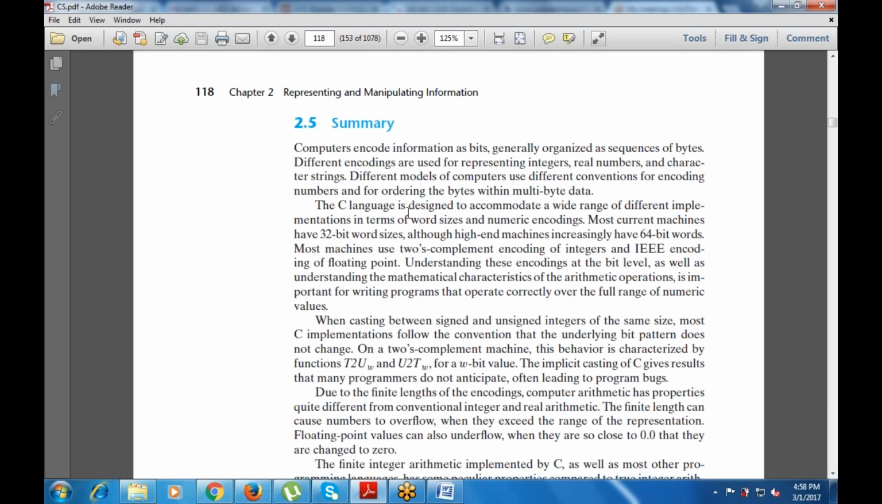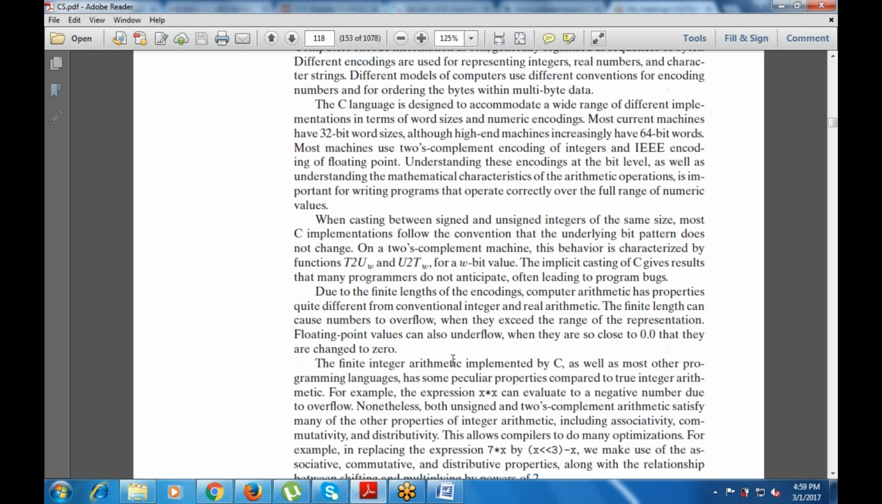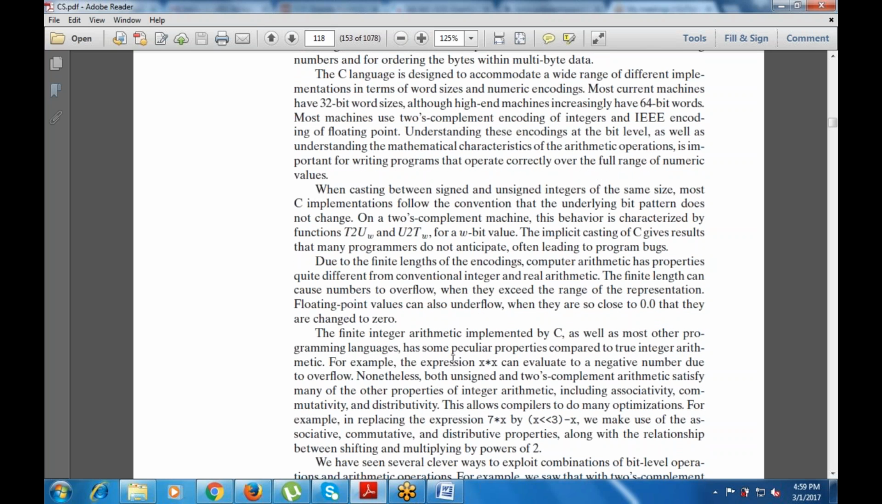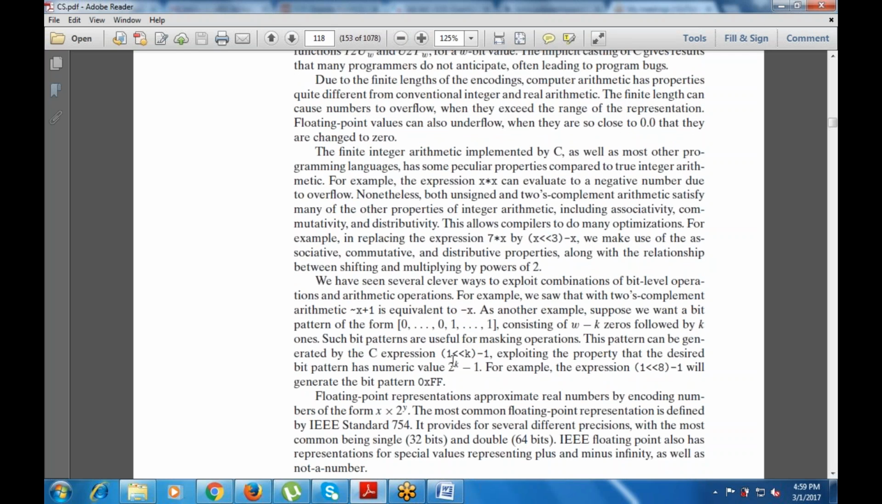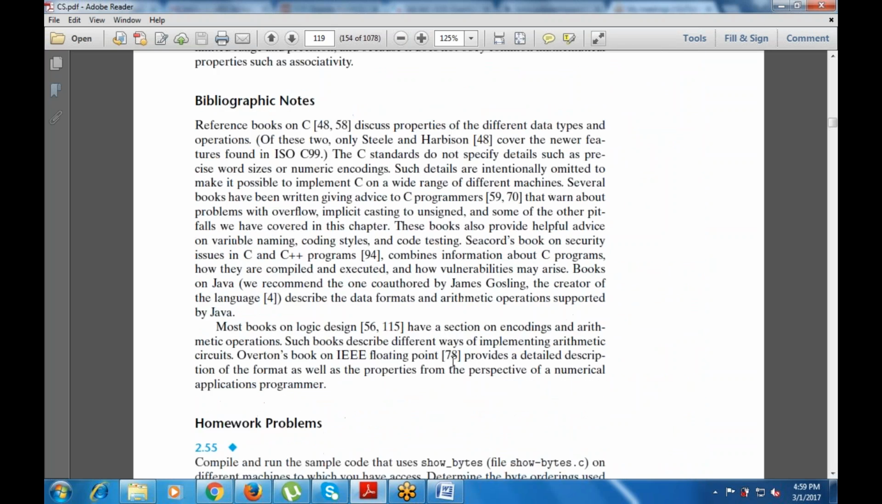Now this is a summary: a computer encodes information as bits. That means it can represent the information as bits, bytes, kilobytes, megabytes, whatever representation that we want, with the underlying bit pattern not changing. On a 2's complement machine, this behavior is also characterized by T2U and U2T, with multiplying with the power of 2.